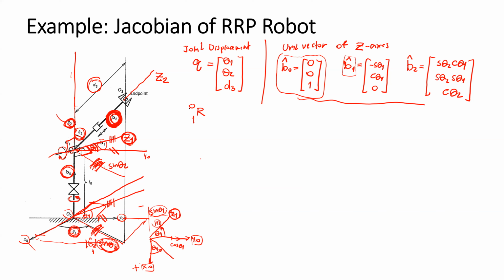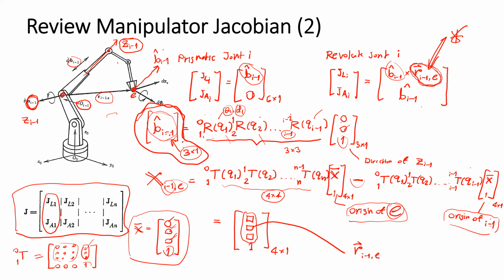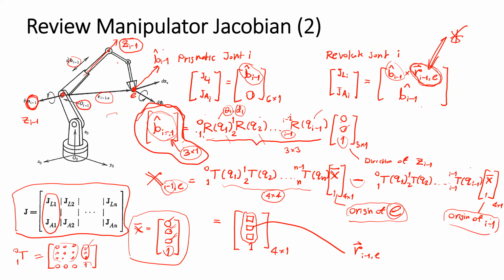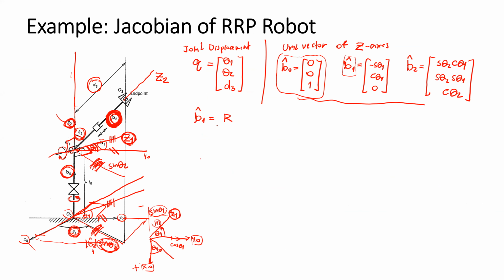Okay, b0 we don't need to obtain from here. For here, we need to begin from b1. b1 is equal to the rotation matrix of 1 per 0. b1 is composed from the rotation matrix of 1 per 0 with the rotation of theta 1, and then multiplied by 0, 0, 1 that indicates the z-axis.